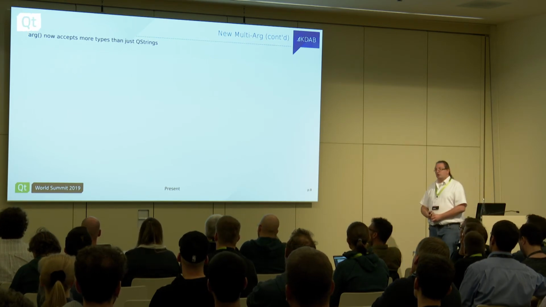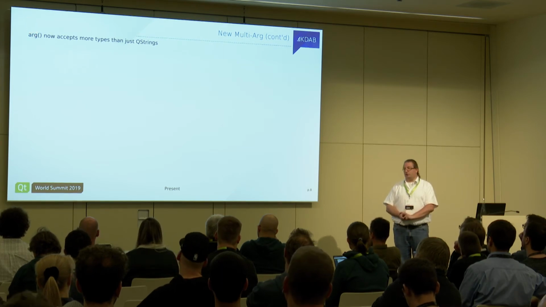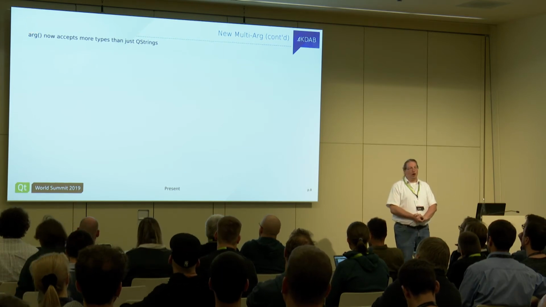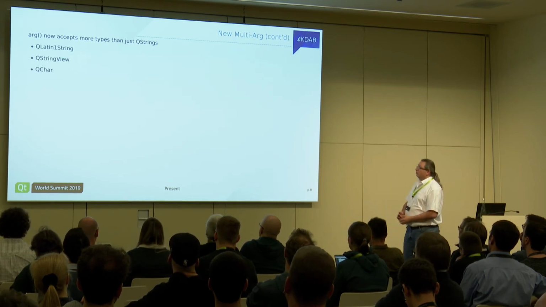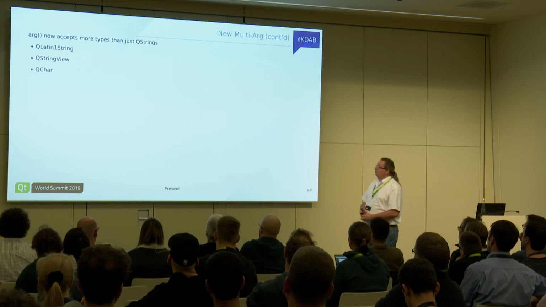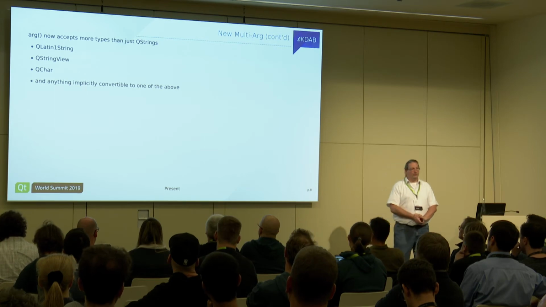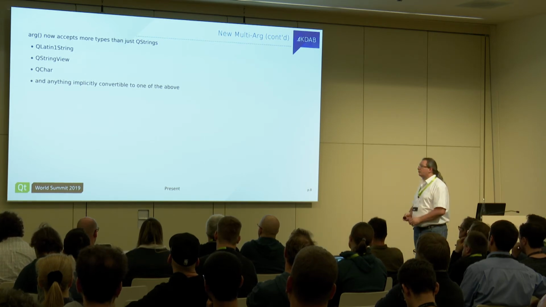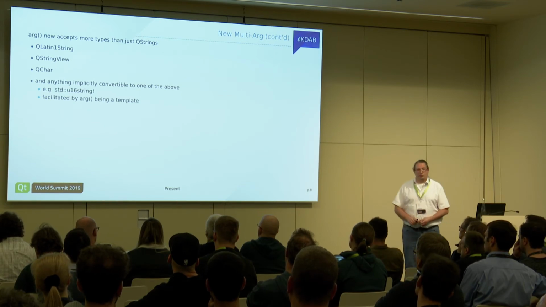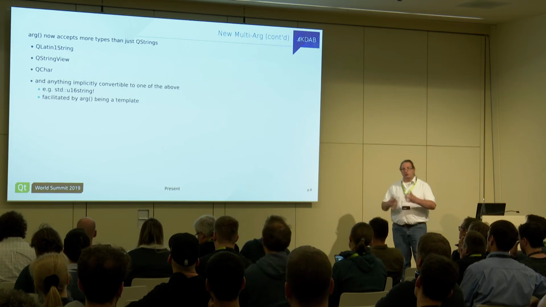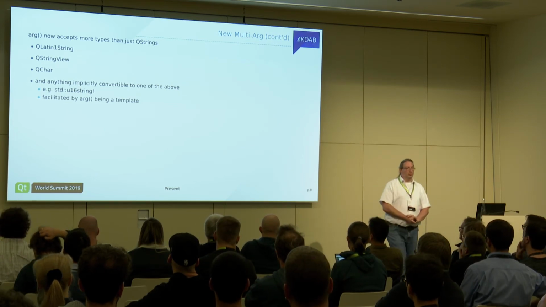Because now arg not only is supported on QLatin1String and QStringView, it also supports more argument types than just QString. It supports QLatin1String, QStringView, and QChar, and everything that is implicitly convertible to them. Yeah? How is that even possible? For example, std::u16string is implicitly convertible to QStringView, so you can just use it in arg now. It will just work.